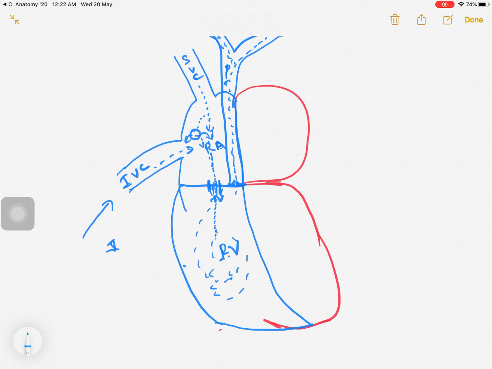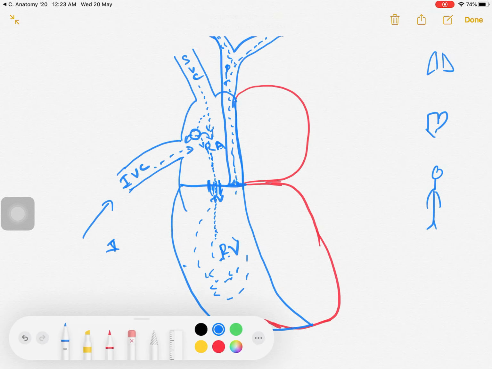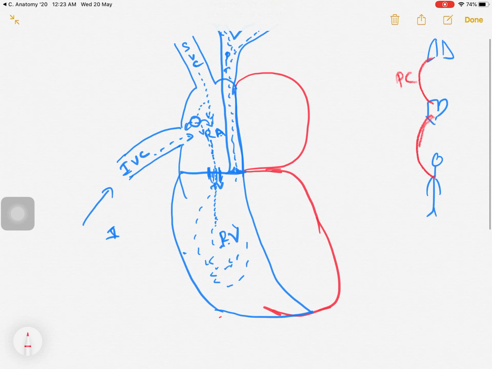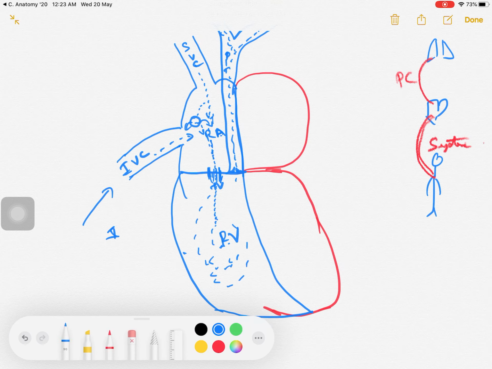Okay, so this is the heart, this is the lung, and this is the body. The circulation between the heart and the lung is called the pulmonary circulation. The circulation between the heart and the body is called the systemic circulation. So this is what you have to understand about pulmonary circulation and systemic circulation.